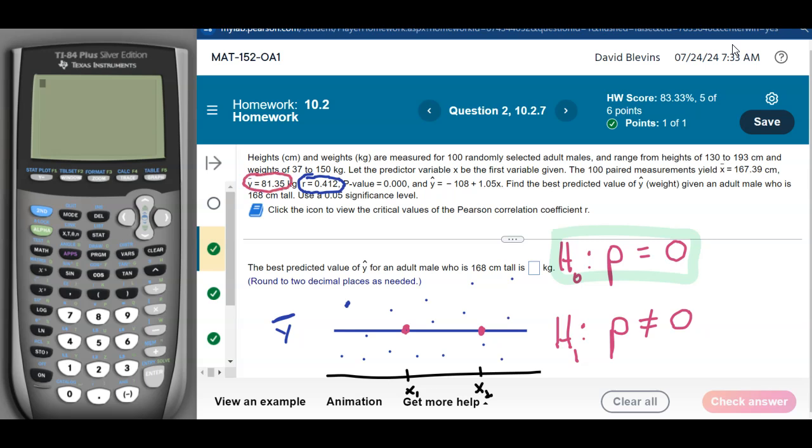So when we reject the null hypothesis, when we say that this is not true, and that the alternate is most likely true, that means we're going to use the line to make our predictions.